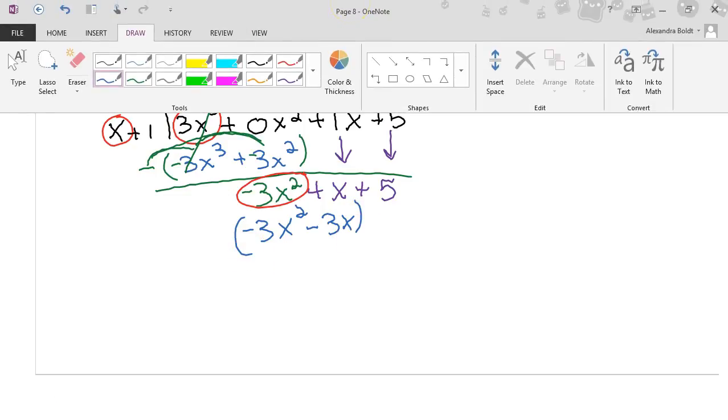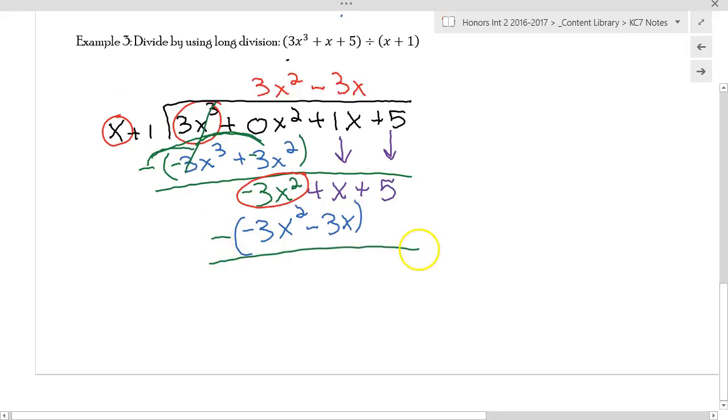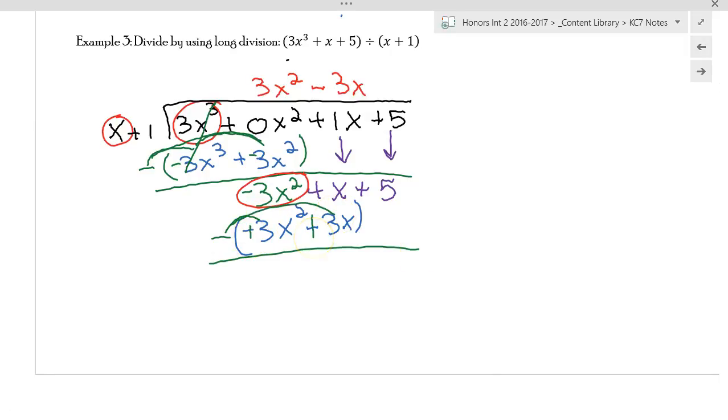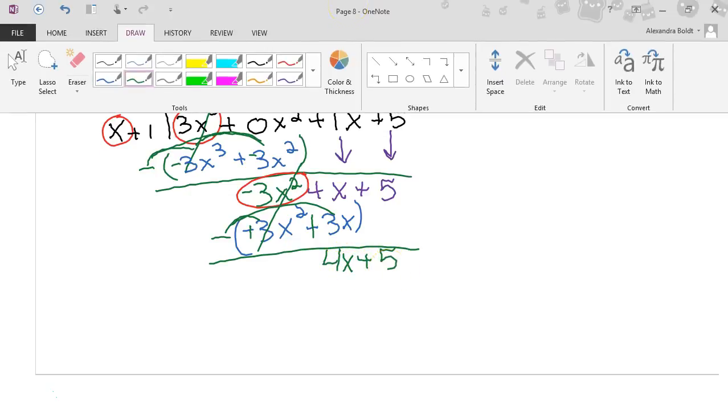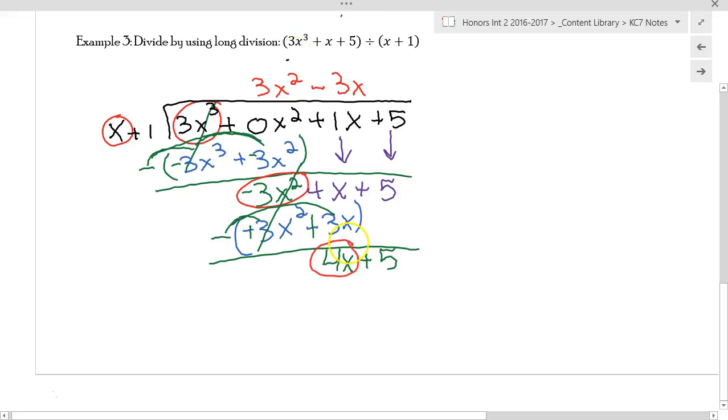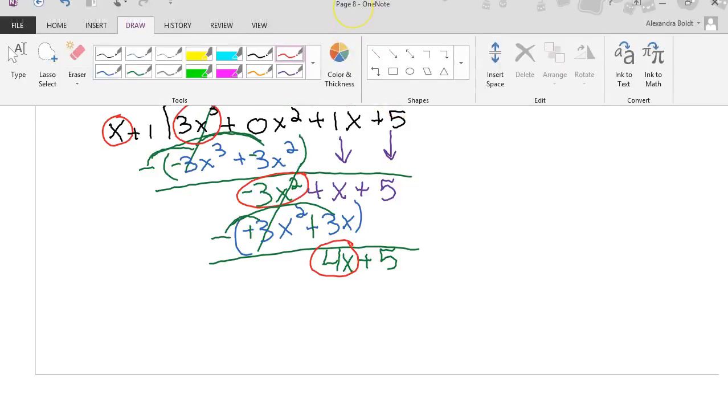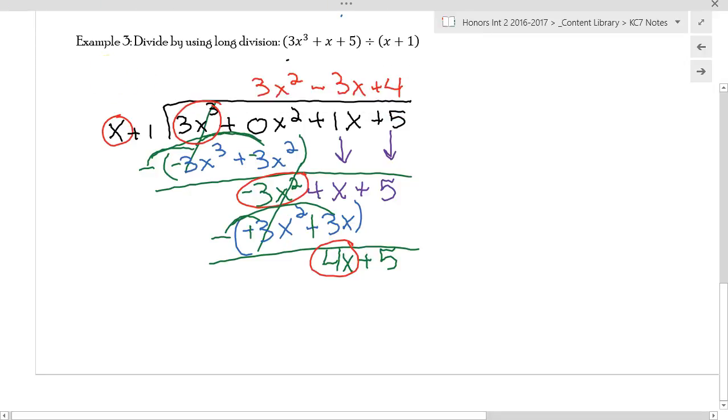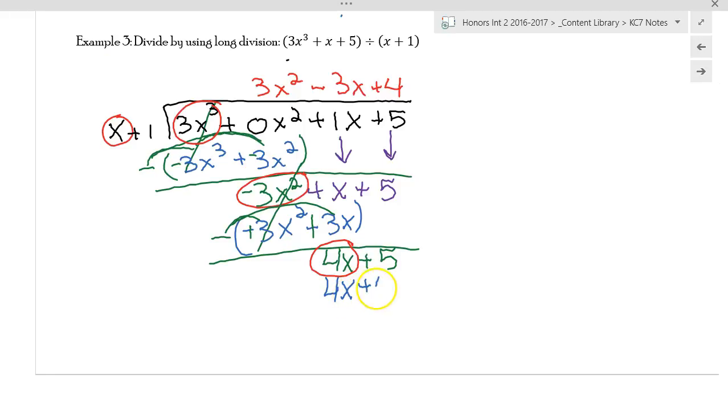And again, I'm subtracting. Distribute that negative. So plus 3x squared plus 3x. Negative 3x squared plus 3x squared cancels. x plus 3x is 4x plus 5. And then again, dividing 4x by x, I get plus 4. Multiplying 4 times x is 4x. 4 times 1 is plus 4.